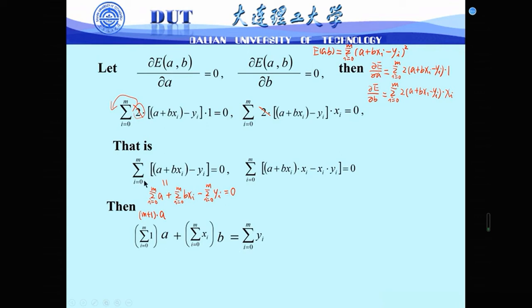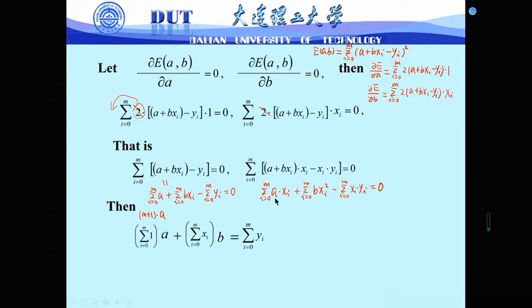Is it okay for you? So now we rewrite this equation into this equation. We know two unknowns, A and B. Continue. For this equation, also three terms. The first term is the summation from i = 0 to m of a multiplied by x_i. And the second term, plus the summation from i = 0 to m of b times x_i multiplied by x_i, so it is x_i squared. And minus the summation from i = 0 to m of x_i multiplied by y_i, equal to 0.